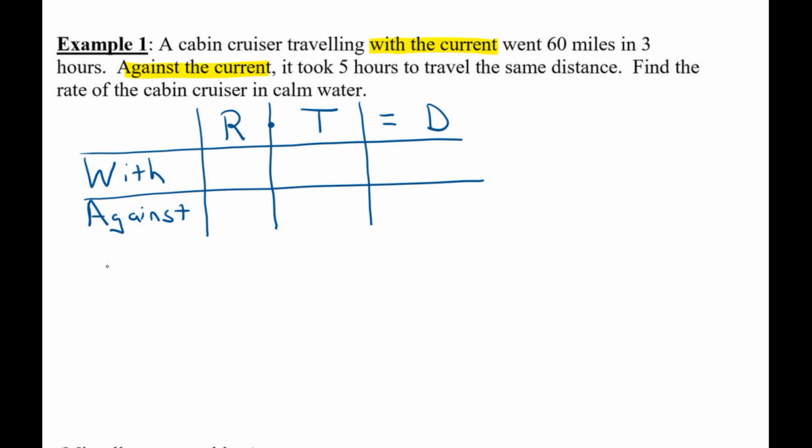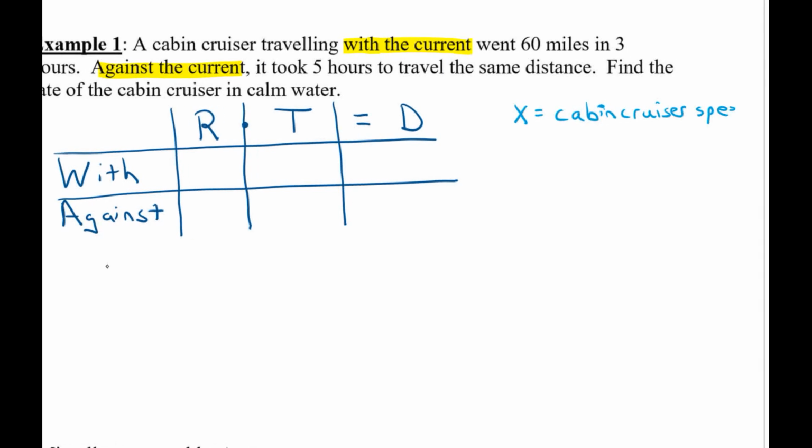So, as we talked about in example 0, with the cabin cruiser going with the current, let's just say that the cabin cruiser has a rate. Now again, we wouldn't always define our variables here because we're going to do that in the chart as well. But just to understand where these are coming from, the x is going to be my cabin cruiser speed, and the y is going to be my current speed.